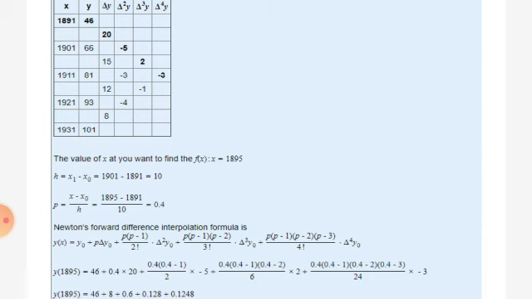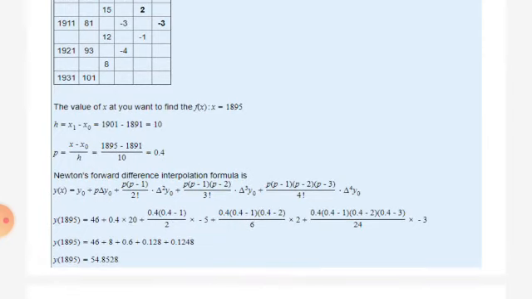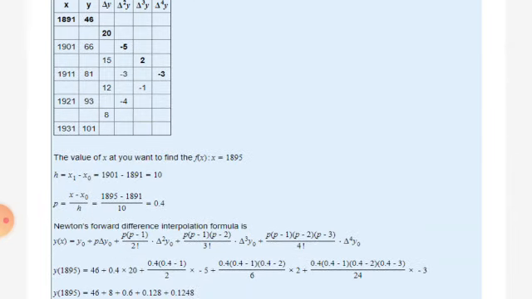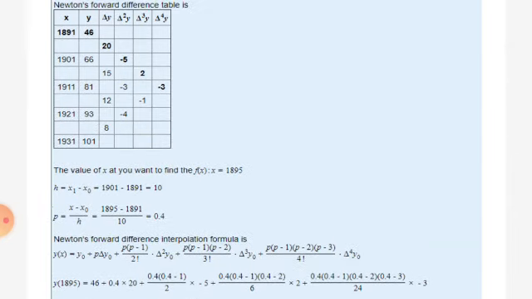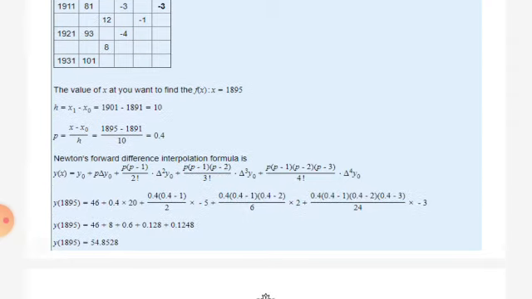Now here we have written Newton's forward difference interpolation formula. We can see we have found the fourth difference in the forward difference table, so we will expand the formula according to this, till the fourth difference, it means delta 4. Now the first, y0, is 46. Delta y0 is 20, delta 2 y0 is -5, delta 3 y0 is 2, and delta 4 y0 is -3. So we will put all these values.